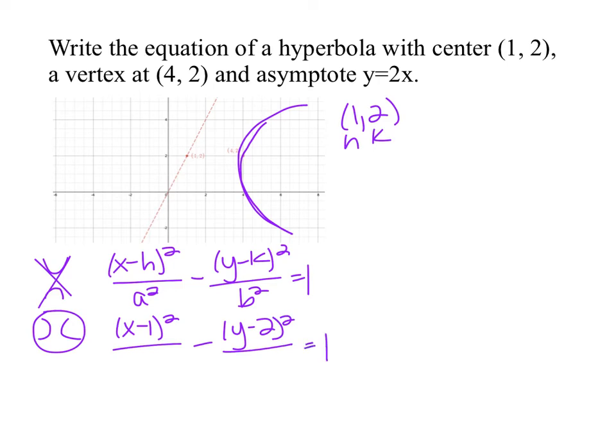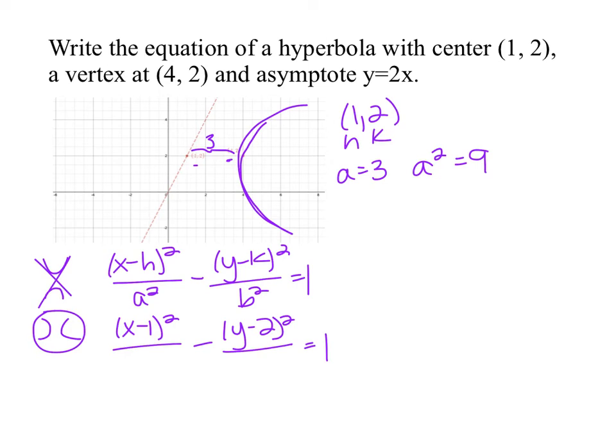Now we just need to find a and b, so we can find a squared and b squared. Well, remember, a is the distance from the center to your vertices. So our center at 1, 2, we just have to figure out how far away our vertex is. Well, from x equals 1 to x equals 4, that's going to be 3. So we know then a has to equal 3, so a squared equals 9.